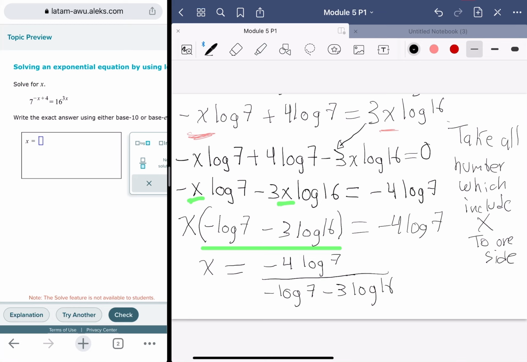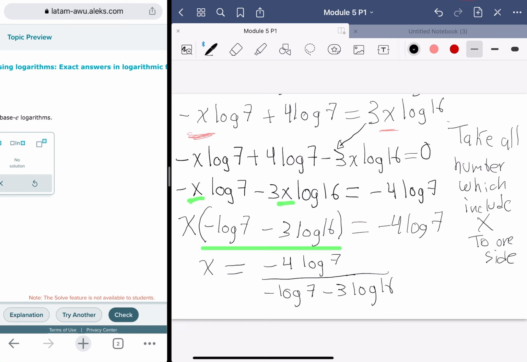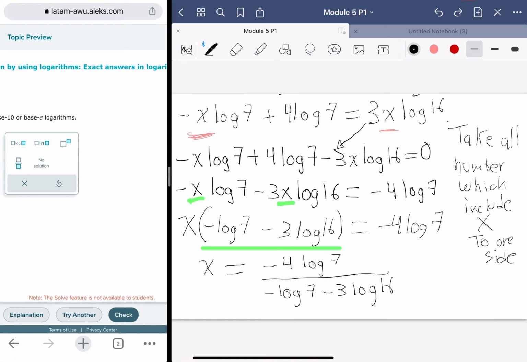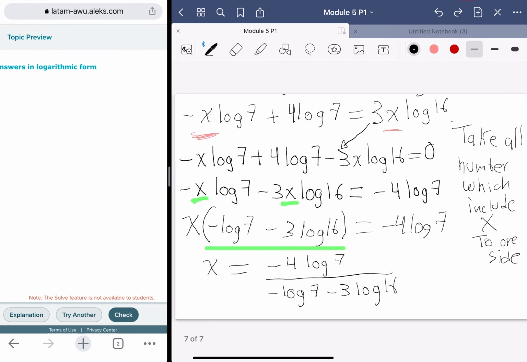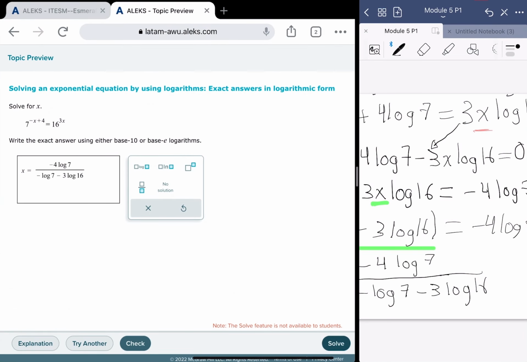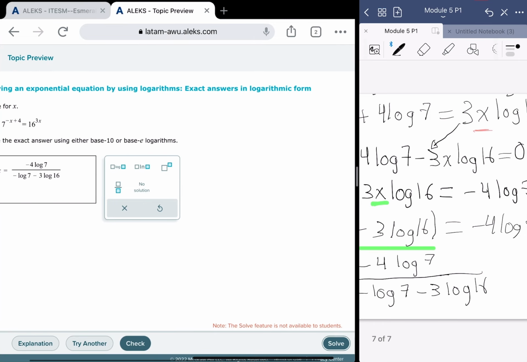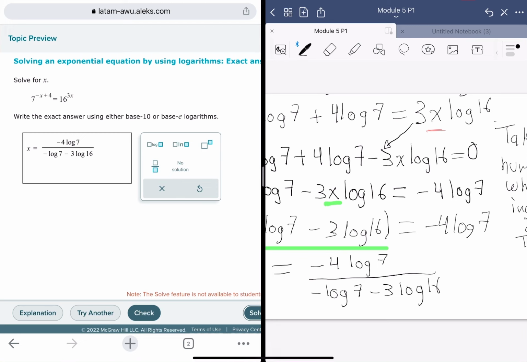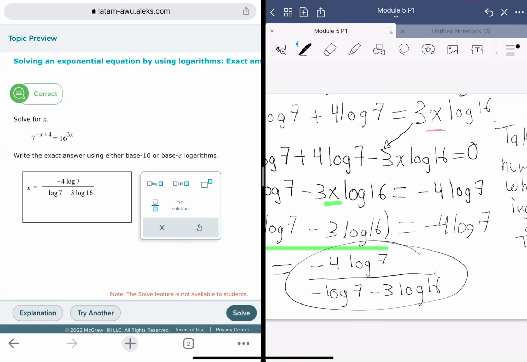In this exercise, in the title, you see exact answers, which means you don't have to do this in your calculators, you just write that down into Alex. And if I click here in Alex, solve, there you see I have the same answer, minus 4 log 7 over minus log 7 minus 3 log 16, which is exactly what I got here. Let us check. Of course it's correct.